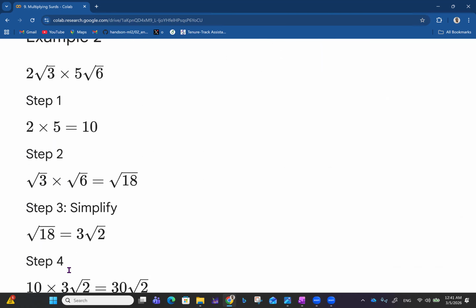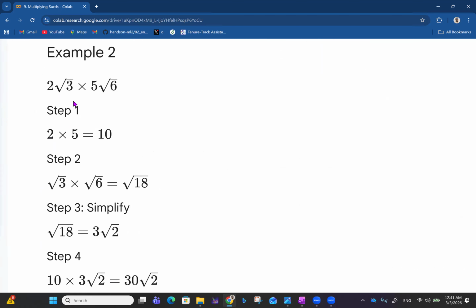Okay, so example 2 now. You have 2 root 3 times 5 root 6. Step 1, multiply 2 times 5, you get 10. Step 2, root 3 times root 6, you get root 18. But then root 18 can still be simplified. Root 18 is 3 root 2. So finally, we have 10 times 3 root 2. That's step 4 now.